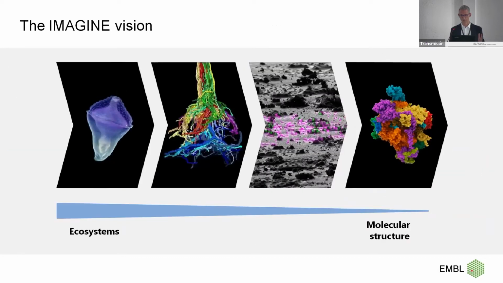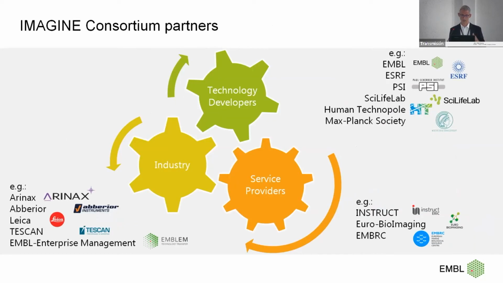And so the vision is really to be able to go from an ecosystem to a molecular structure determination. We have put together the leading technology developers, especially the big physics infrastructures as well. So the synchrotron radiation providers, ESRF in Grenoble, PSI in Switzerland, and also we have Diamond in the UK as part of this, where really a lot of X-ray imaging development is happening.